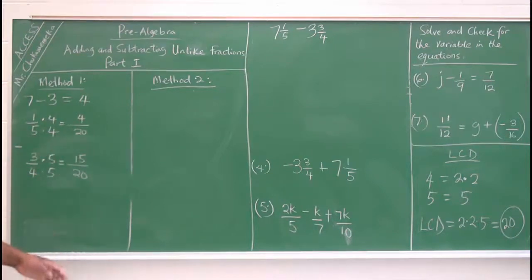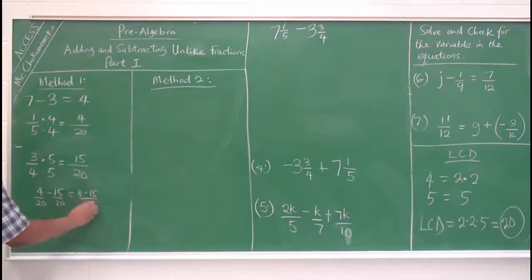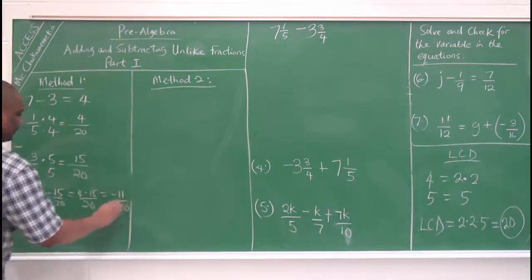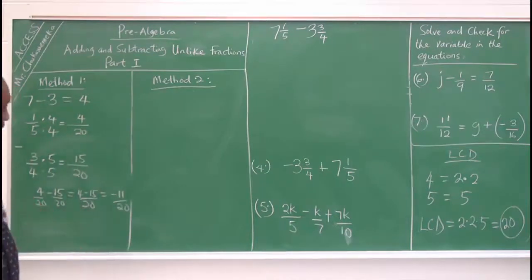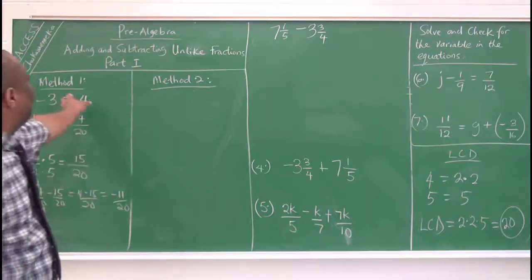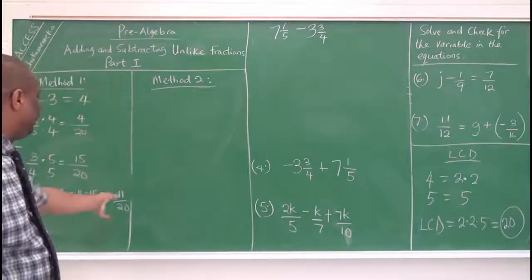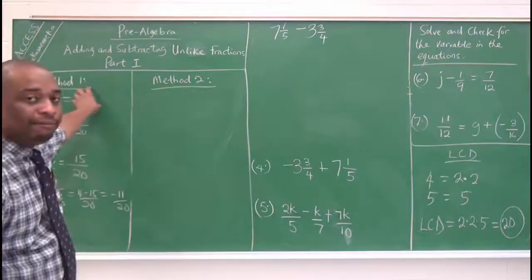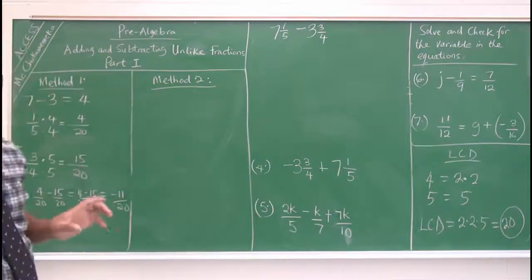Now, I want you to listen well. In this case, we now have 4 out of 20 minus 15 out of 20, which is 4 minus 15 out of 20, which is negative 11 out of 20. And that's a problem. There's a problem here. Because we cannot have negative 11 out of 20. We cannot have that negative there. And we still have 4 as an integer here. We cannot have negative 11 over 20 here, while we still have 4 as an integer here. So what do we do?